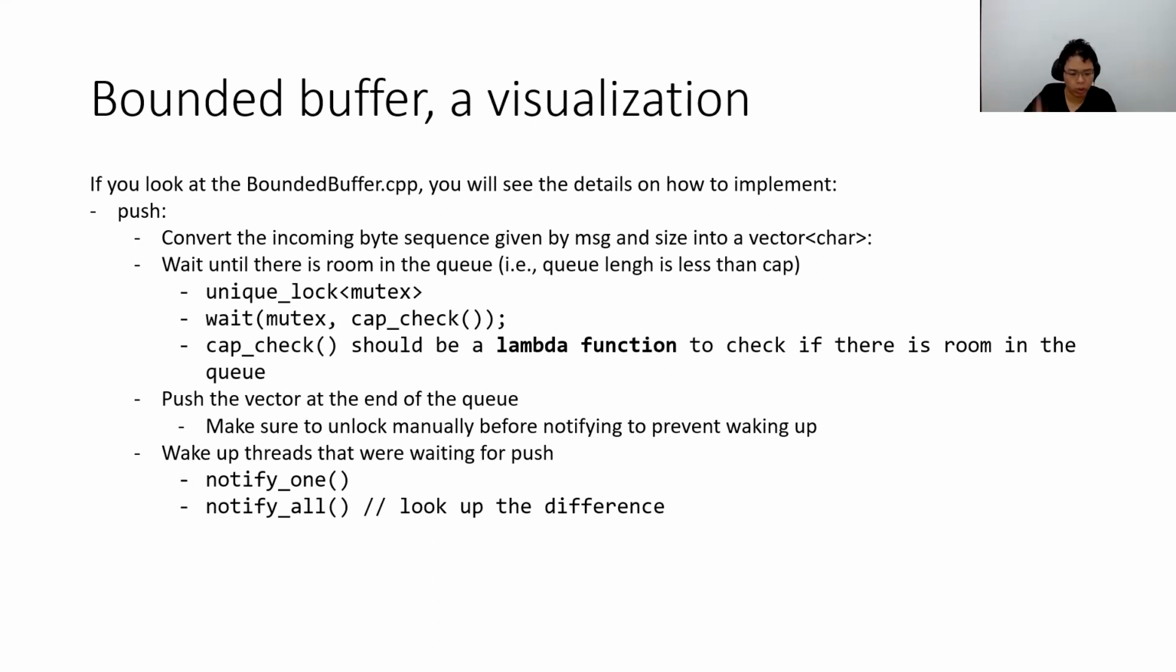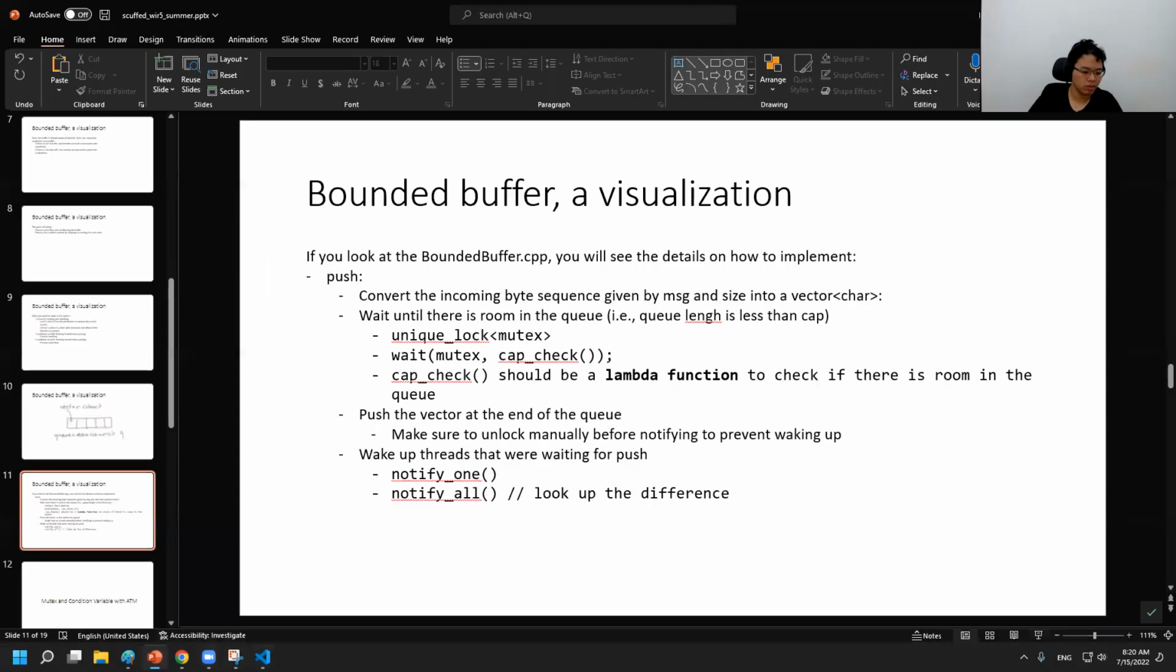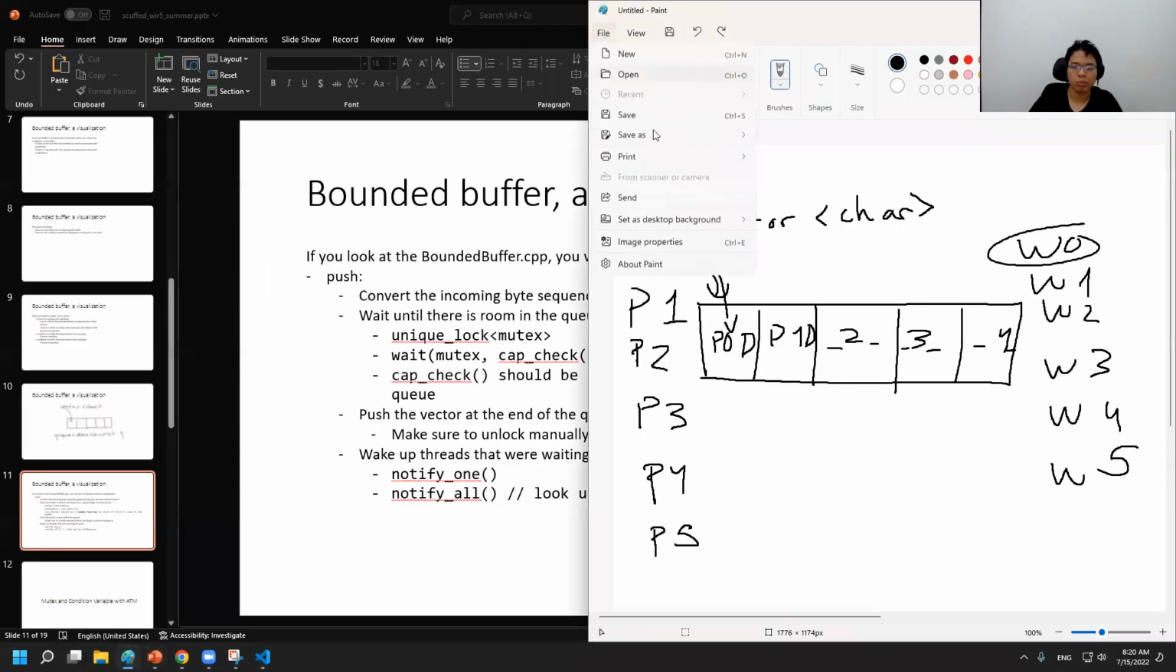You could just declare it quickly within the parameter space. The only thing that this lambda function does is return true or false depending on whether there's room left in the queue. So if the function returned true, that means, let's say if I paint this, that would probably be better.